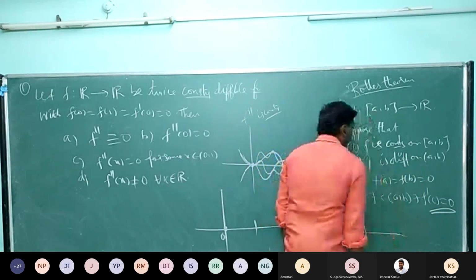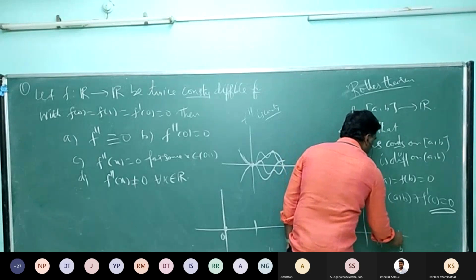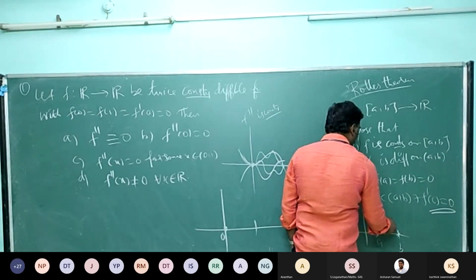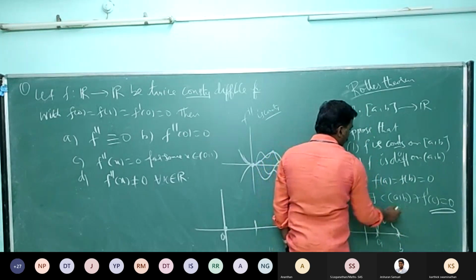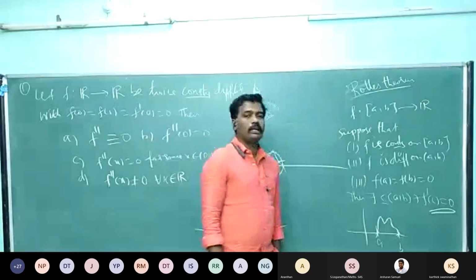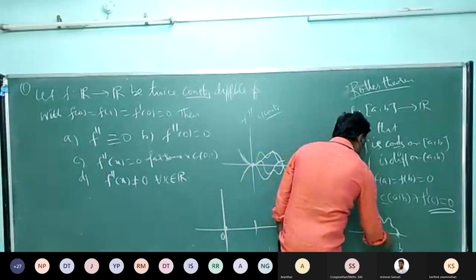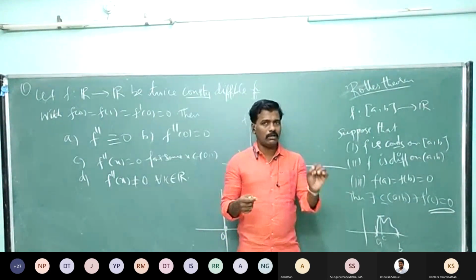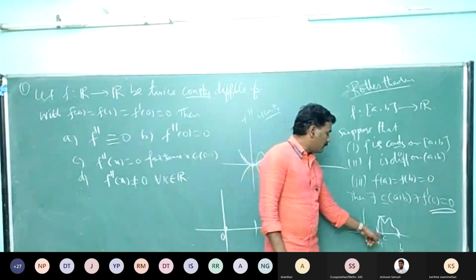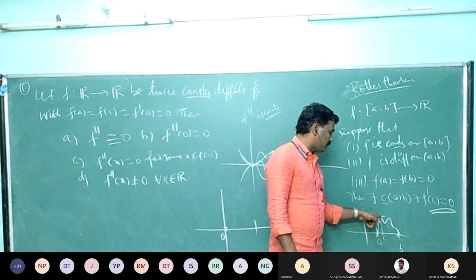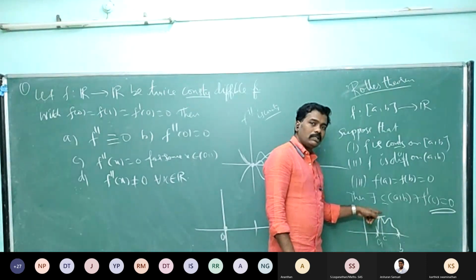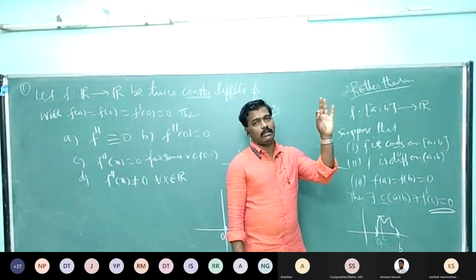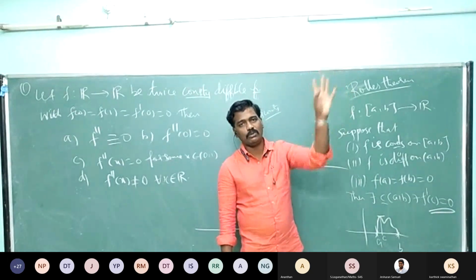How will it look? A function vanishes at a point a and at a point b, and a continuous function is differentiable, so you can go somewhere and come back again. This is one such curve. In between, the tangent should be 0, which means there is some point C where the derivative is 0, meaning the tangent to the curve is parallel to the x-axis. So wherever you get a derivative equal to zero, at that point the tangent line to the curve is parallel to the x-axis.